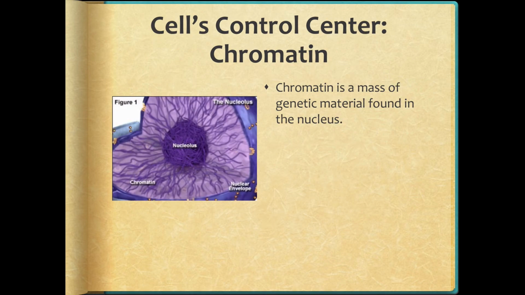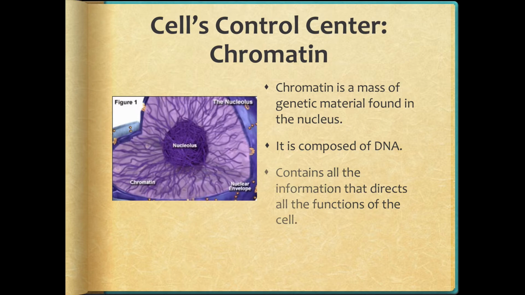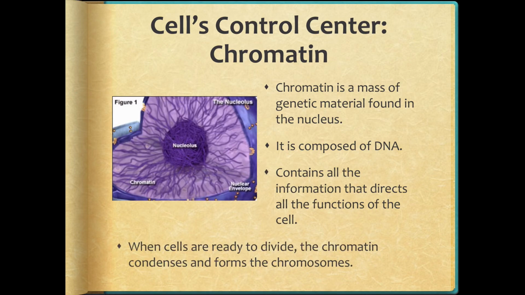The chromatin is a mass of genetic material found in the nucleus. It is composed of DNA. It contains all the information that directs all the functions of the cell. When the cell is ready to divide, the chromatin condenses and forms the chromosomes.